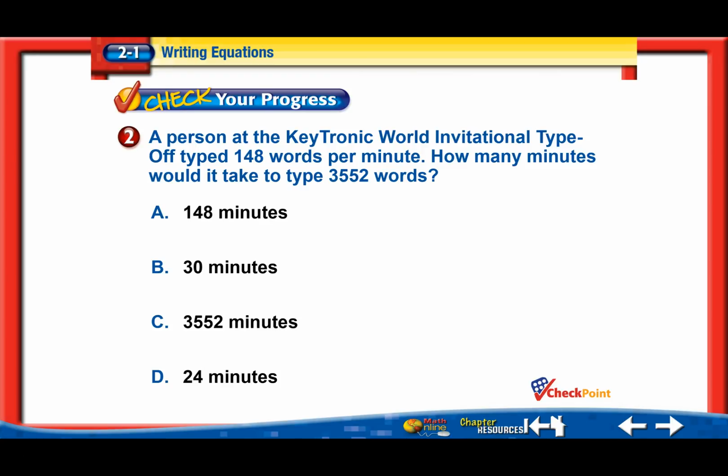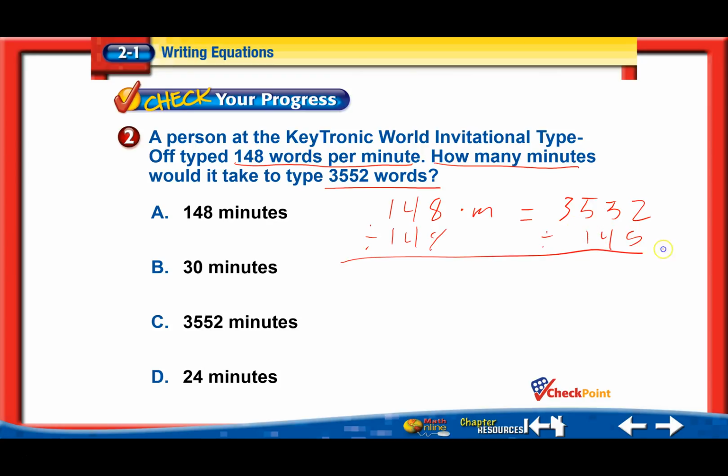All right, so a person at the Keytronics World Invitational typed 148 words per minute. Man, I need this for my computer apps class. How many minutes would it take them to type 3,552 words? So this person types 148 words per minute. How many minutes would it take to type 3,552 words? So I do 148 times minutes equals 3,552. And I'm just going to divide both sides by 148.